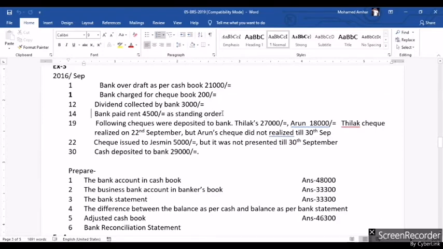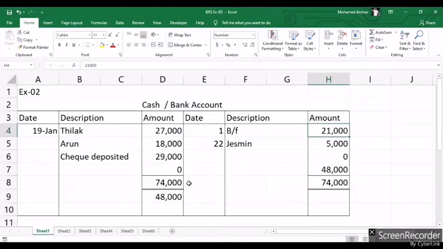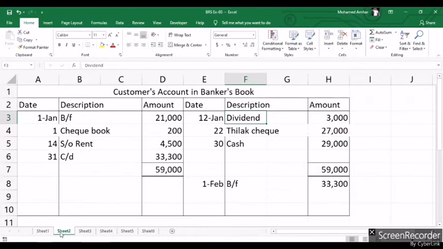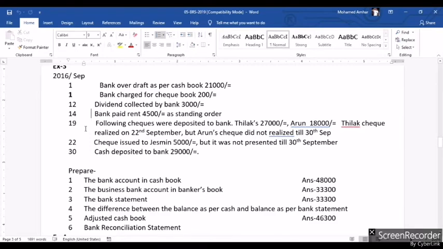Now date is 14, bank paid rent 4,500 as standing order. This is a standing order payment, so that would have been recorded by the bank on the debit side. Here, 14th standing order rent 4,500. This amount also wouldn't have been recorded in the cash book until the business receives the statement. It is not known to the business.